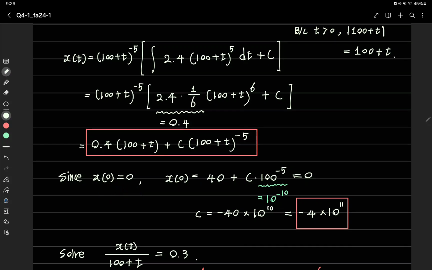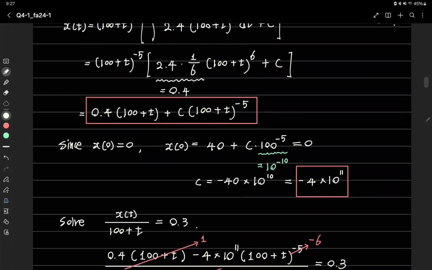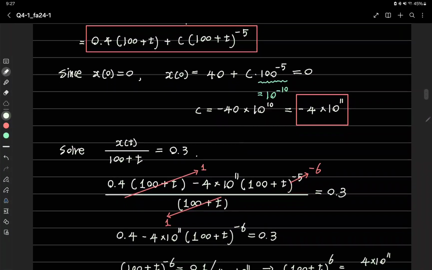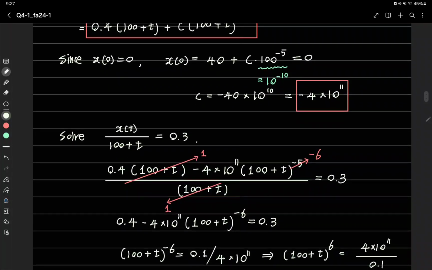Then substituting 0 for t, we get 40 plus c times 100 to the fifth power negative, which is 10 to the negative 10th power. So that must be 0. Then solving this equation for c, we get negative 40 times 10 to the 10th power, which is negative 4 times 10 to the 11th power. But that's not the final answer. We just got the particular solution of the initial value problem.